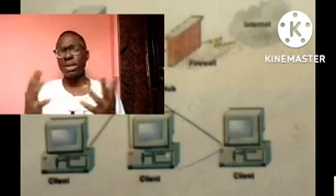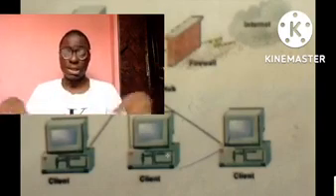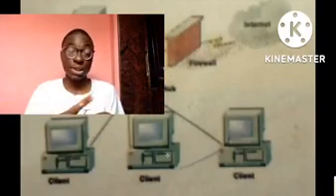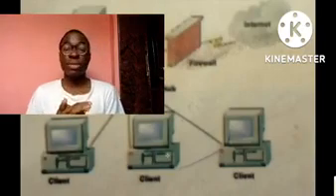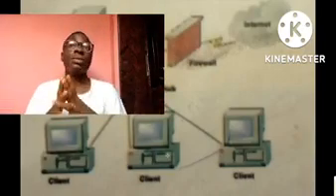The LAN, local area network, is used within an organization and within a small range environment. The computers are close to each other, and there's no wide area between them. That's basically where you have a local area network. Then the metropolitan area network is used in kind of like a city. It is a network that connects the client's computers in a city.